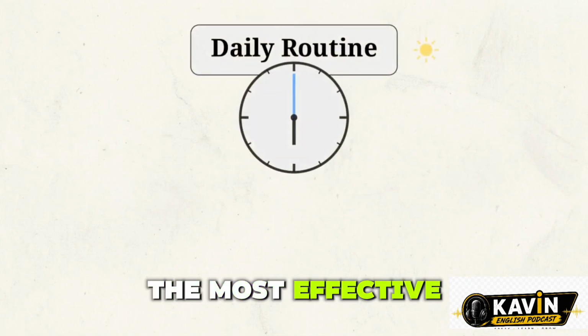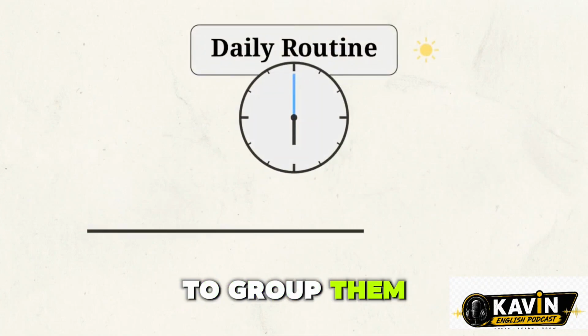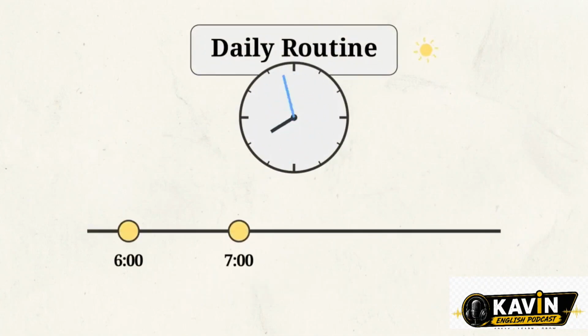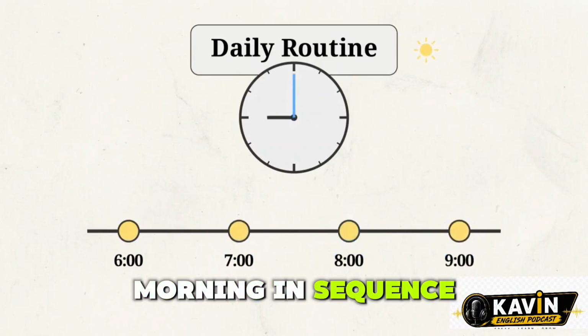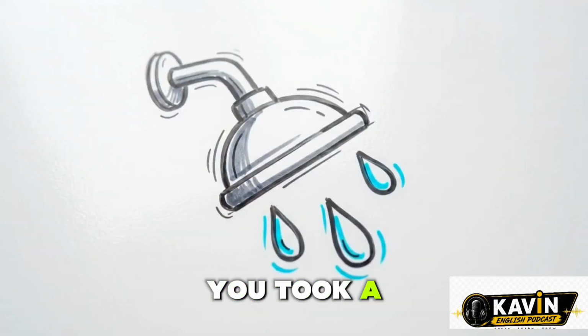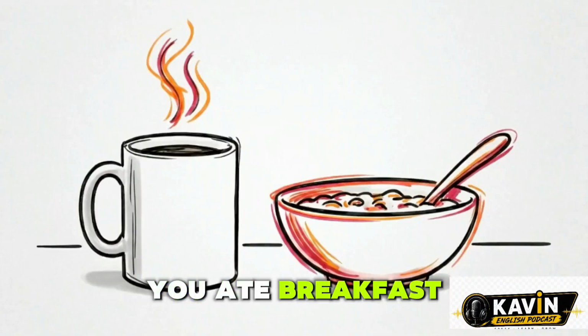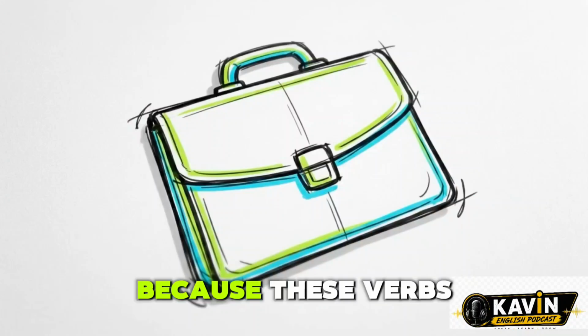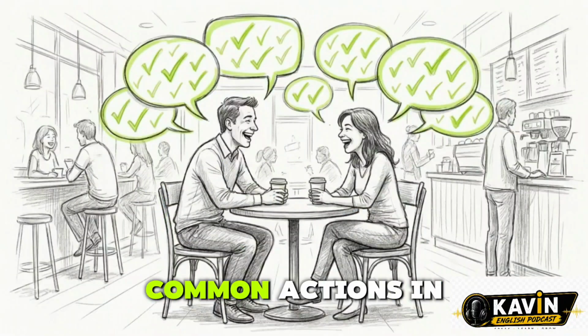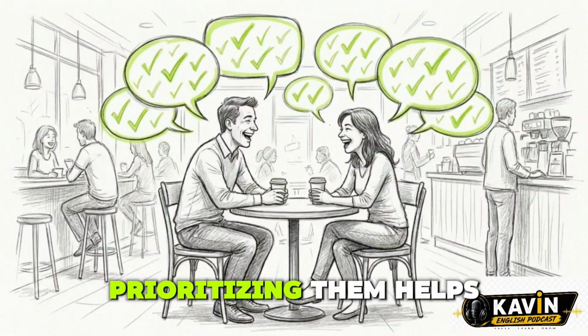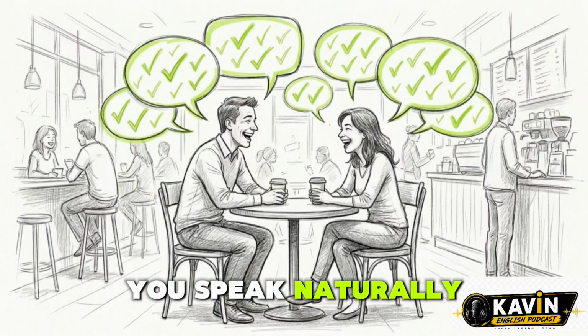The most effective way to remember these is to group them by your daily routine. Think about your morning in sequence. You woke up. You took a shower. You ate breakfast. You went to work. Because these verbs describe the most common actions in our lives, prioritizing them helps you speak naturally in almost any daily conversation.